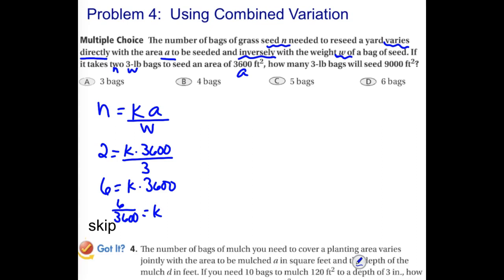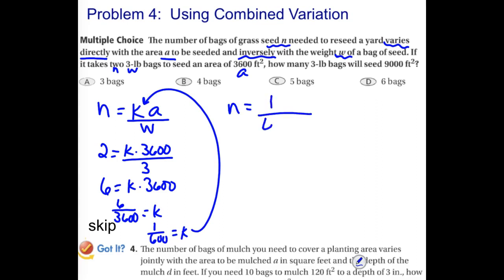Okay, so our K value, we need to plug in there. So N equals 1 out of 600. And then we said our A has to be in the numerator and our W has to be in the denominator. Okay? So we've got our model for this specific data.